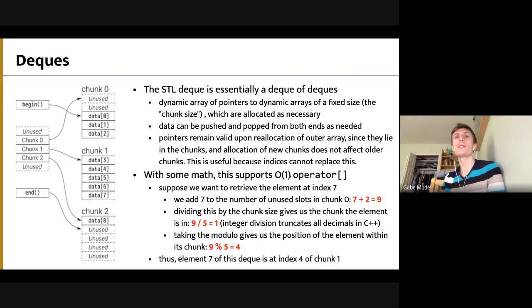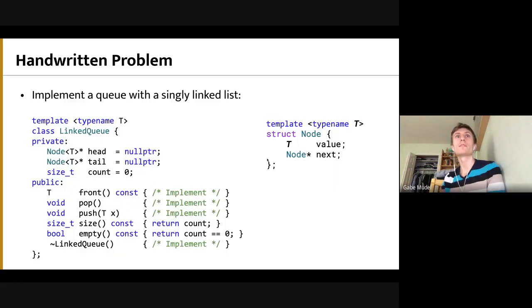now we are on the handwritten problem. The handwritten problem for this lab is to implement a queue with a singly linked list.